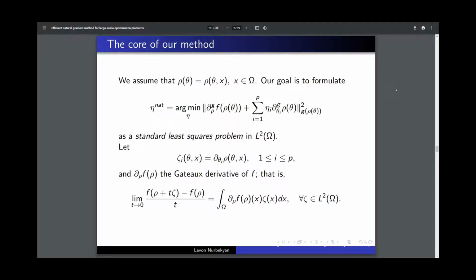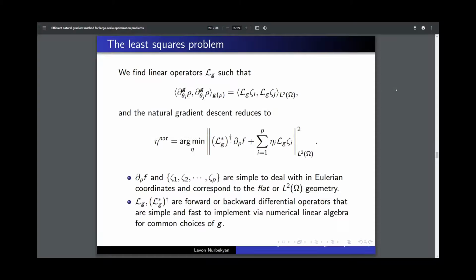Without going into the details, you can essentially calculate the flat gradients. If you're thinking about the density as a function of position, you can just calculate the usual partial derivative with respect to the parameter. This is just a simple flat derivative. You can also calculate the simple variational derivative of f. So this is all flat, nice geometry. And it turns out that the curved geometry is given through a linear transformation, calligraphic L, and you can write your natural gradient descent problem as a least squares problem where you just have two factors.